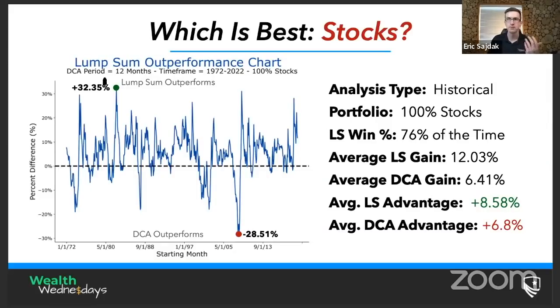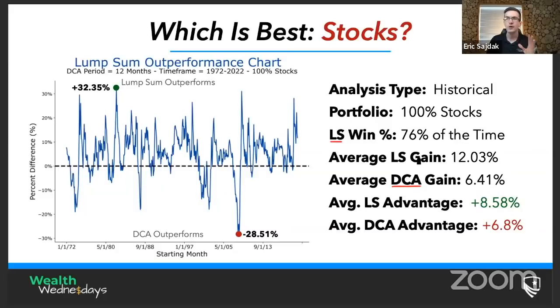So what we see here with this lump sum outperformance chart, we're looking at a 12-month time period. So investing all in one day or equally over the next 12 months. We're looking at a time frame between 1972 to 2022, and we're looking at U.S. stocks. This analysis is historical. Portfolio is 100% stocks. I'm going to shorthand this just so it's easy. So this is lump sum, and this would be dollar cost averaging.